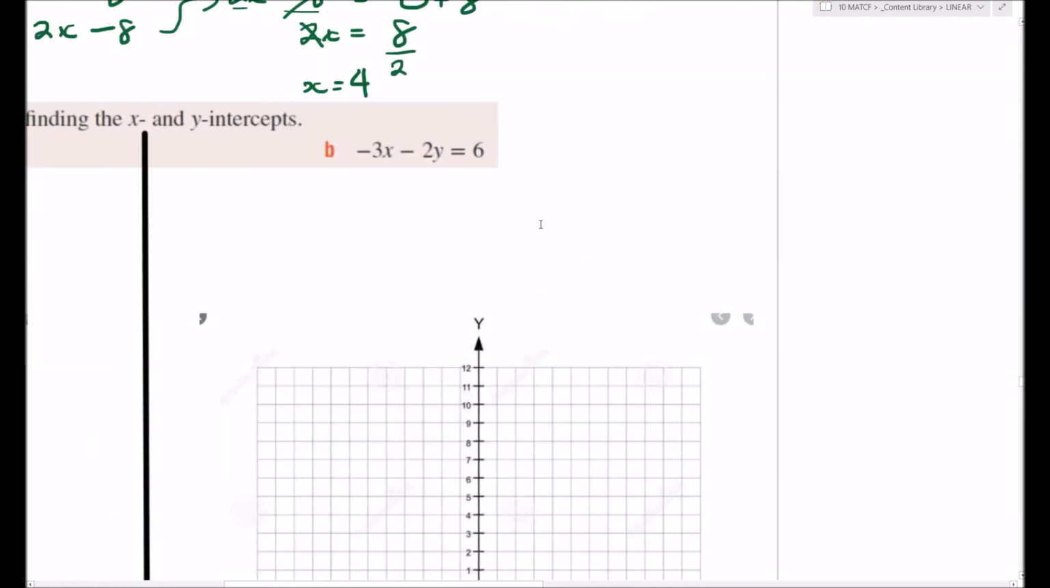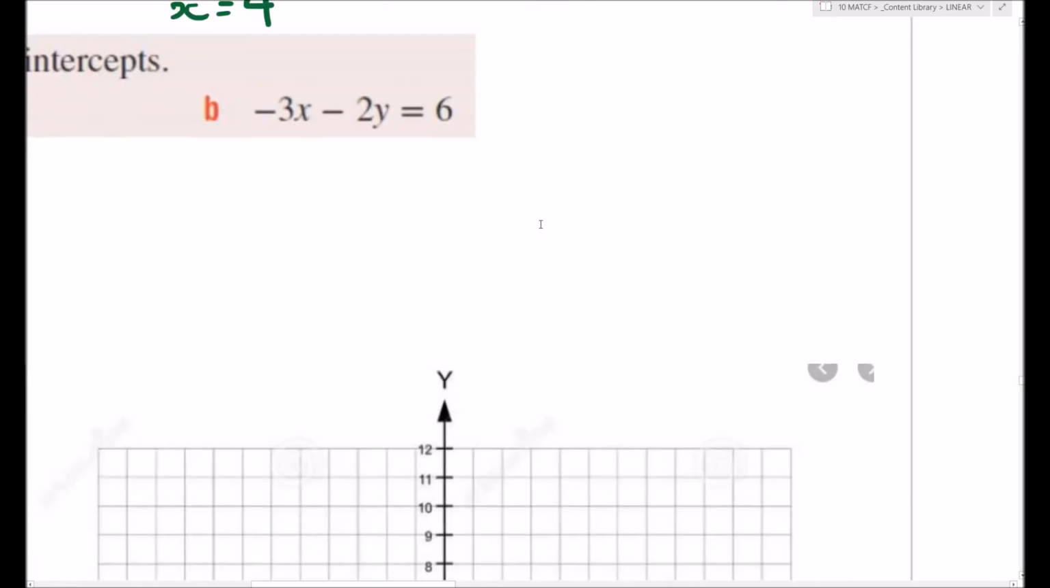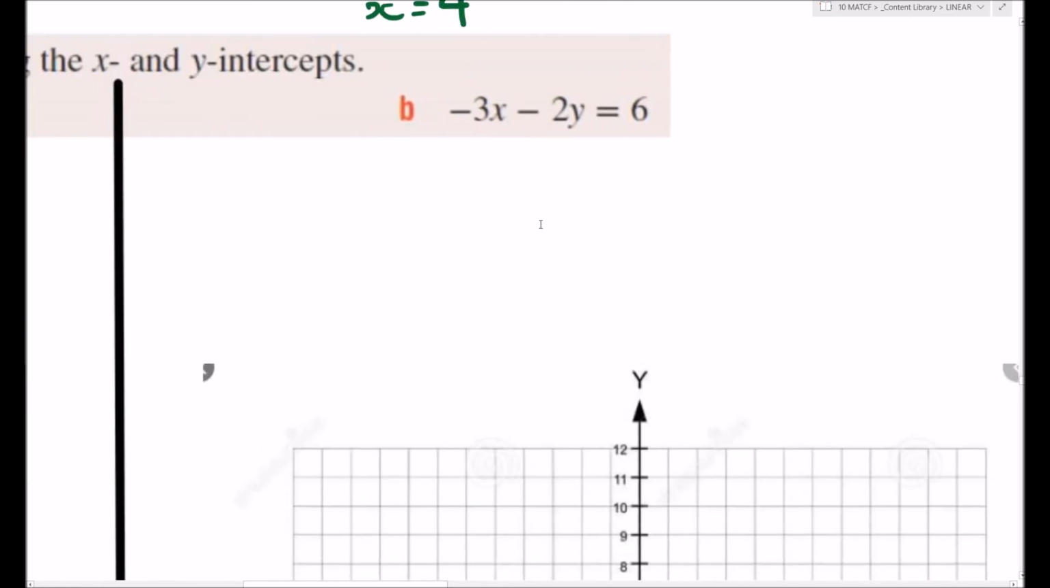Same method, x and y-intercept method. So remember the principles. If you want to look for the y-intercept, change x to 0. If you want to look for your x-intercept, change y to 0. So in this case, I might look for my x-intercept first.